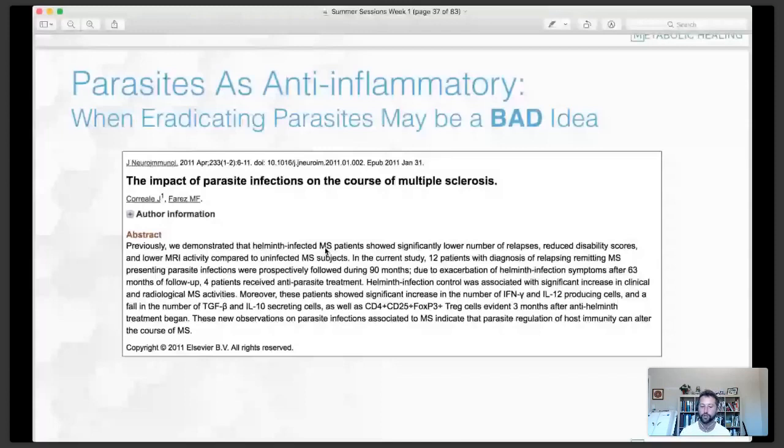Moreover, these patients showed significant increases in the numbers of inflammatory interferon gamma and interleukin-12 producing cells, and a fall in the number of TGF beta and interleukin-10 Th2 cytokine system, as well as the T regulatory system after the anti-Helminth therapy. These new observations on parasite infections associated with MS indicate that parasite regulation of host immunity can alter the course of multiple sclerosis.